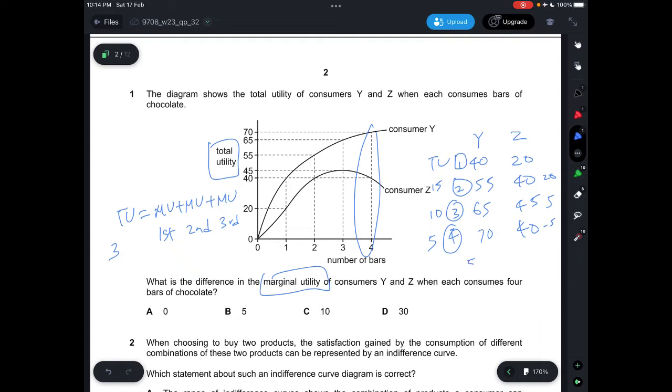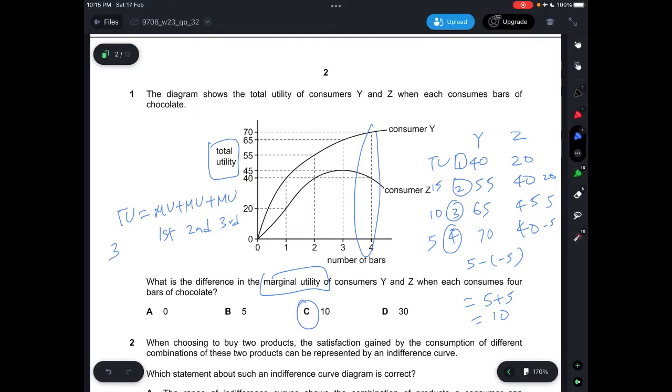So we need to calculate the difference. We need to take the larger number and subtract it with the smaller number. So in this case, it's 5 minus negative 5. So you get 5 plus 5, and then you get 10. So the answer here would then have to be C.